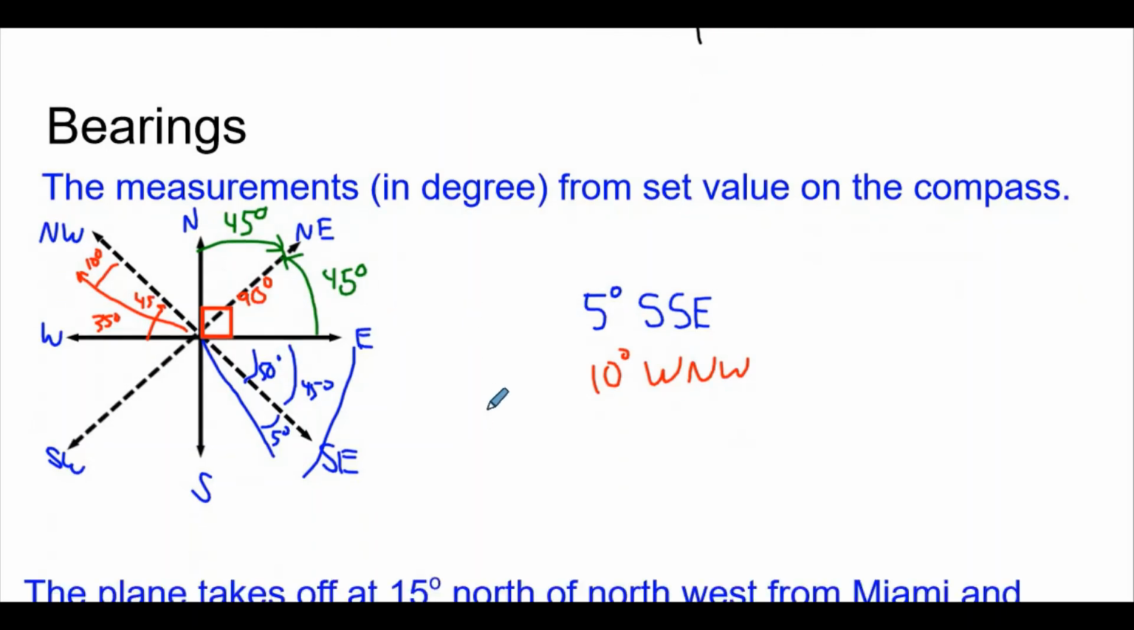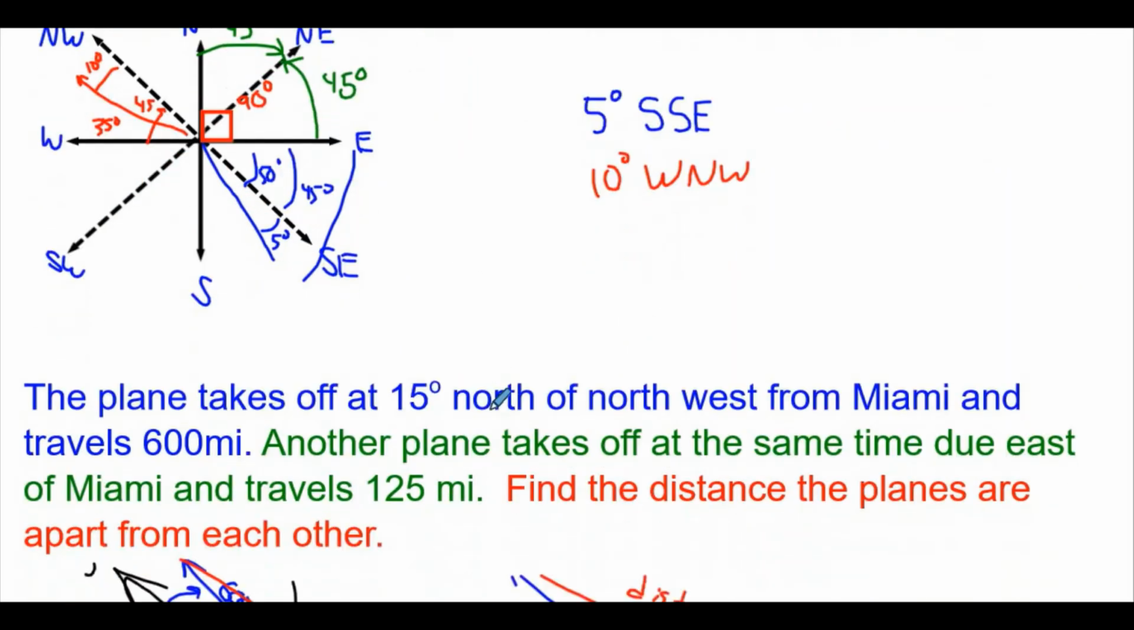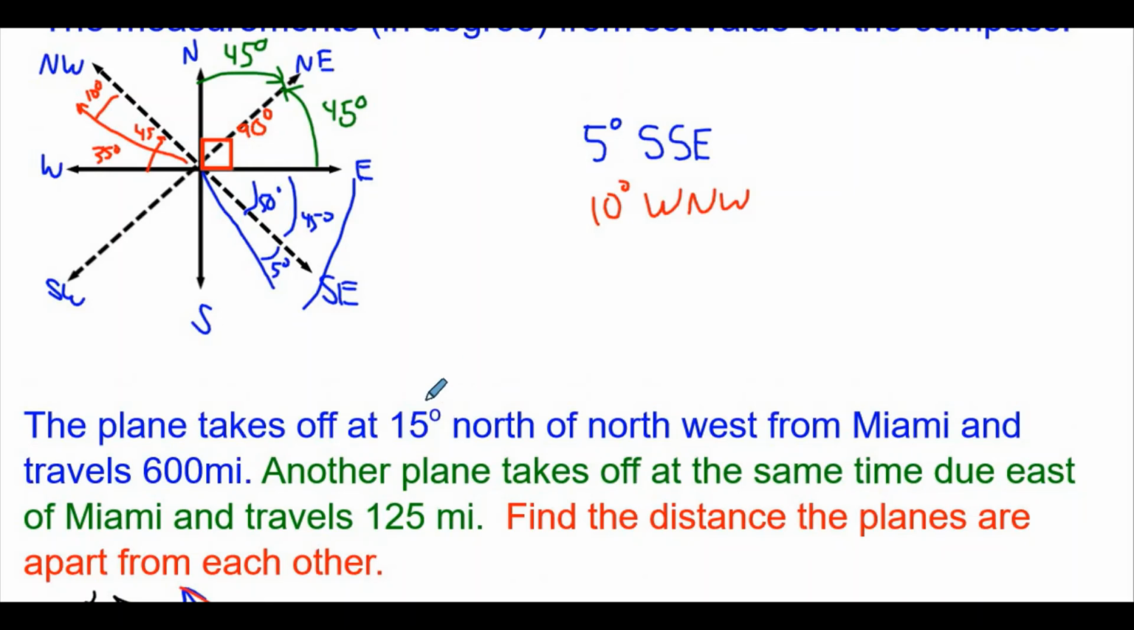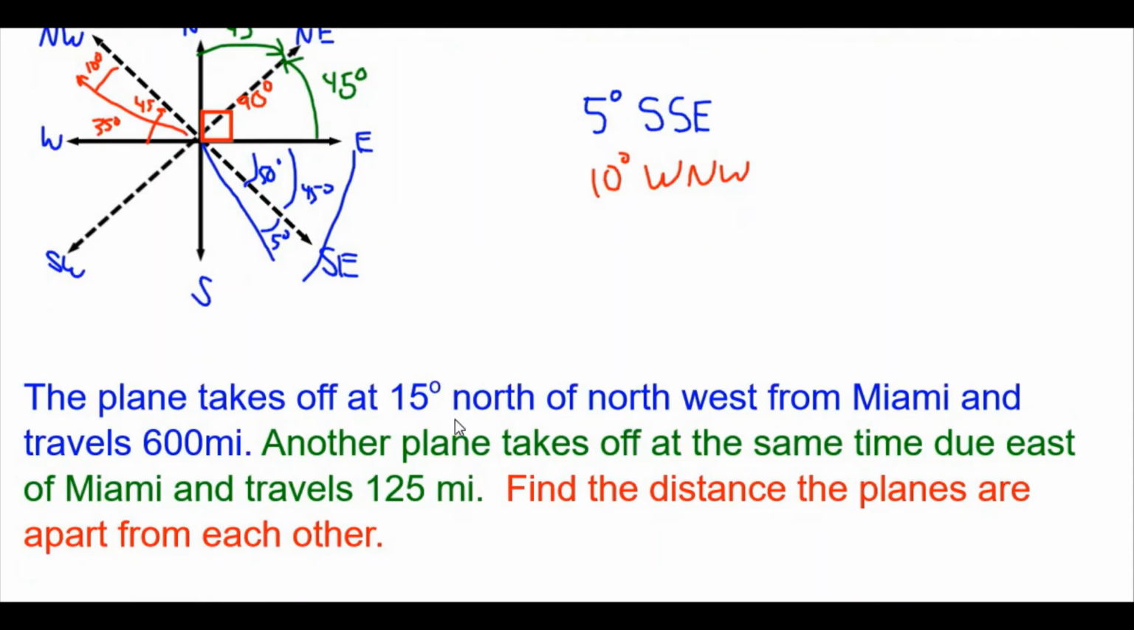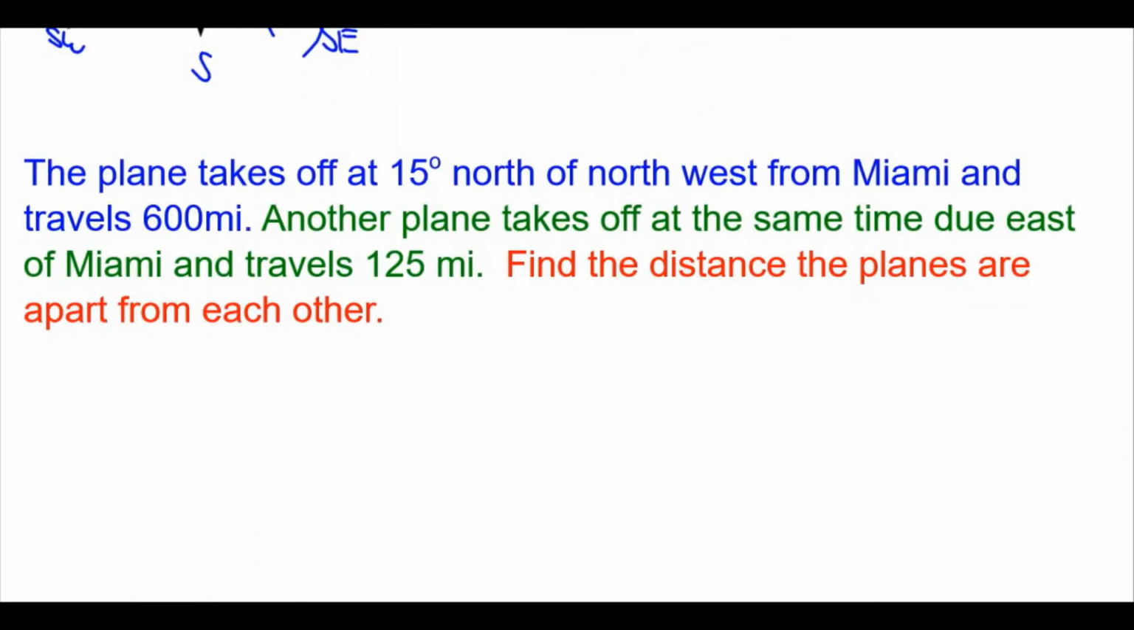All right, let's take a look at a problem using that. A plane takes off 15 degrees north of northwest from Miami and travels 600 miles. So let's just start there. What is that talking about? Well, what we're going to do is draw a compass. And if you need to, you can label it: north, east, south, west. And then they're talking about north of northwest.